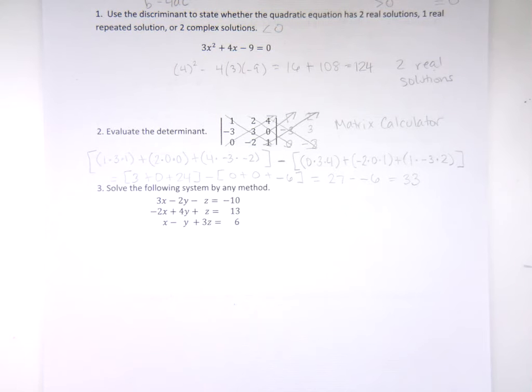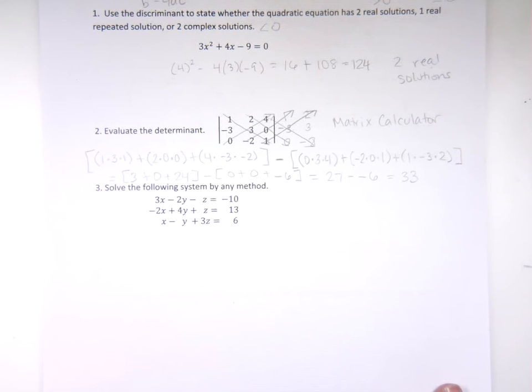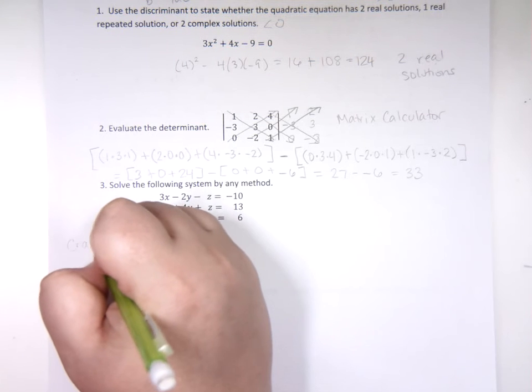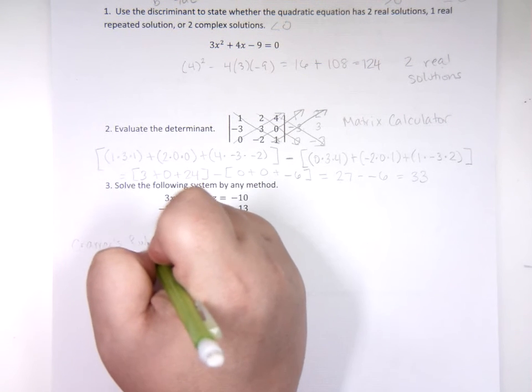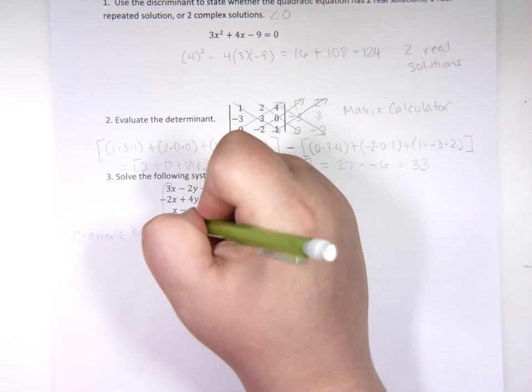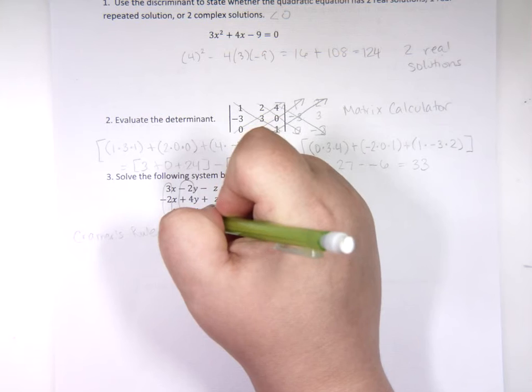All right. So number 3, solve the following system by any method. I showed you a method already in which we use elimination to knock out certain variables. So what I want to do instead is show another method called Cramer's rule. So Cramer's rule says, let's look at all of the coefficients we've got going on here.